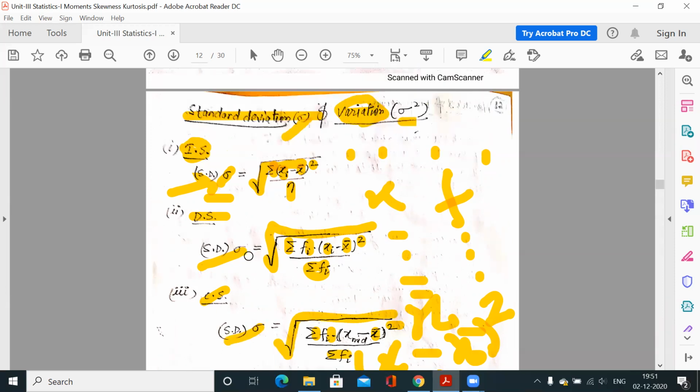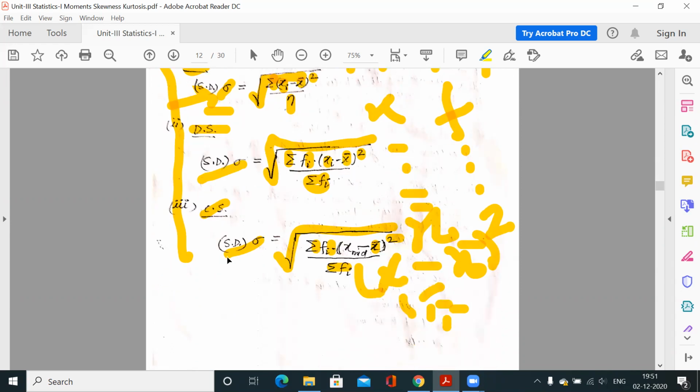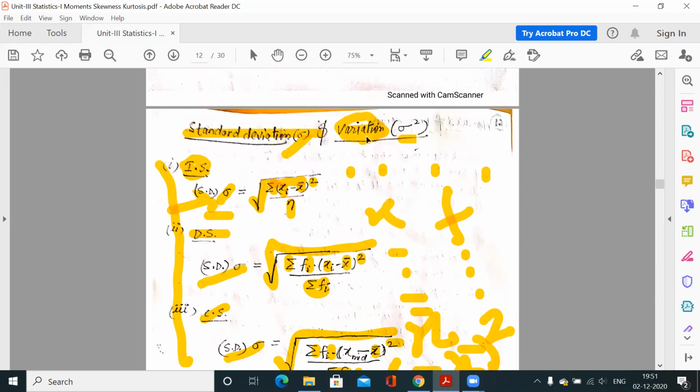So these are the formulas for standard deviation for individual series, discrete series, and continuous series respectively. And if you need to calculate variance, simply square this value, square this value, square this value. So you will get your variance. So what is the relation between standard deviation and variance? Standard deviation is denoted by sigma, and sigma square is variance.